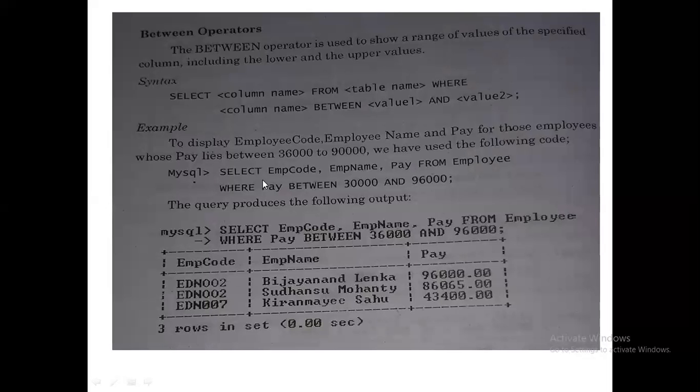Next one is the BETWEEN operator. The BETWEEN operator is used to show a range of values of the specified column, including the lower and the upper value. For example, SELECT column name FROM table name WHERE column name BETWEEN value 1 AND value 2. To display employee code, employee name and pay for those employees whose pay lies between 30,000 and 90,000, we have used the following. SELECT employee code, employee name, pay FROM employee WHERE pay BETWEEN 30000 AND 90000. The query produces the following output. So these are the outputs.